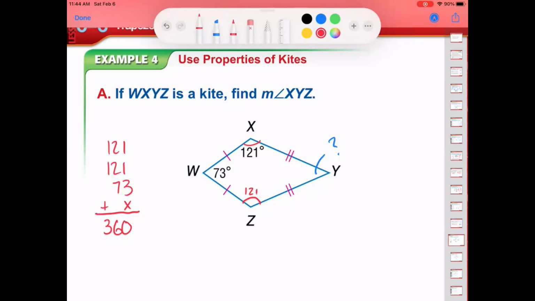So that being said, I can add some of these. So 2 of those, which is 242. 242 plus 73 is going to be 315. So 315 plus X is going to be 360. Now I subtract 315 from both sides and I wind up with X equals 45 degrees.